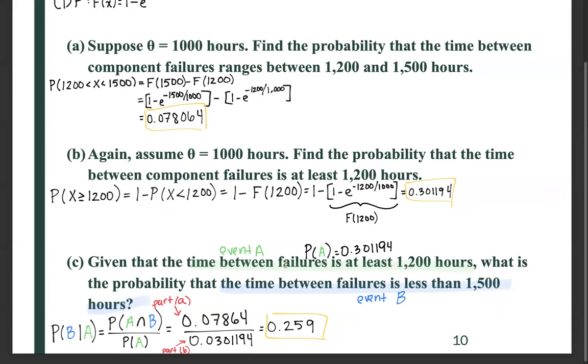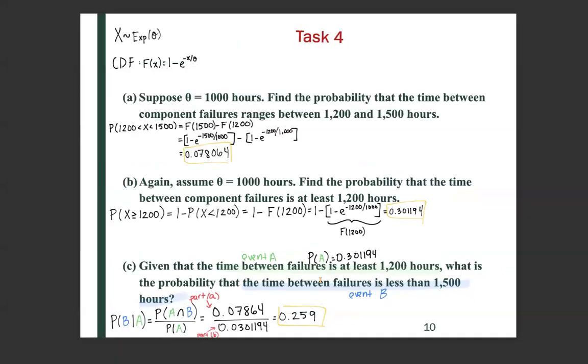And then the probability of event A, that the time between failures is at least 1,200 hours, we found in part B. That's 0.301194. When you take the answer from part A and divide it by the answer from part B, we get 0.259, which is the answer for C. And that concludes recitation 9.